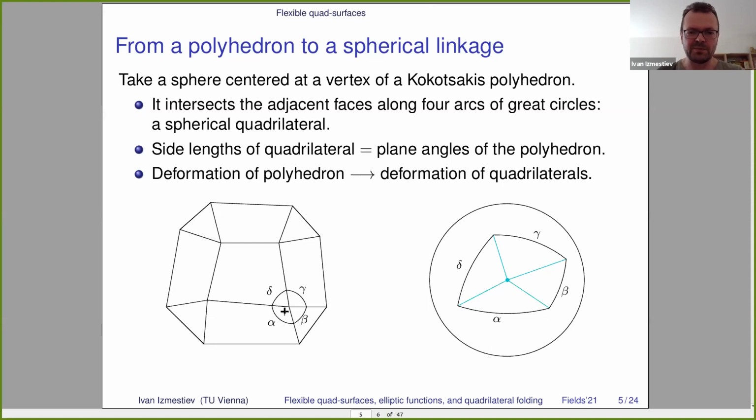And of course, such a tetrahedral angle, an angle with 4 faces, can be flexed. This corresponds to a deformation of the spherical quadrilateral which preserves the side lengths. So there is exactly one parameter family of motions of this quadrilateral. But our Kokotsakis polyhedron has 4 interior vertices, and these 4 vertices must deform in some compatible way. So we must look at 4 spherical quadrilaterals and see what compatibility conditions, or what dependencies, there are between them.